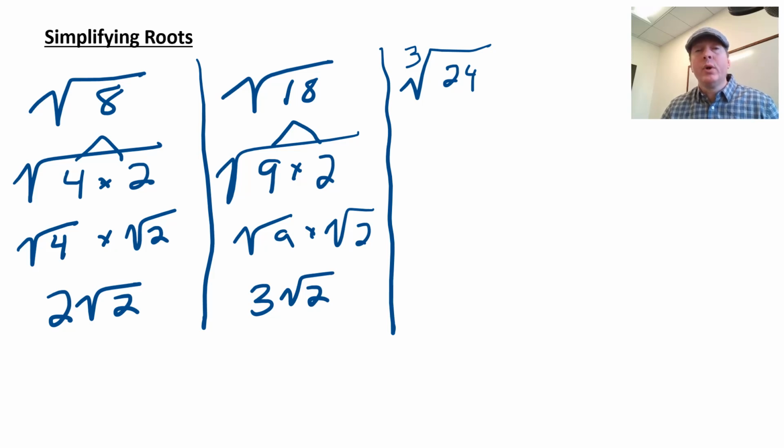Well, you asked, does 24 have any factors? Is it divisible by anything that is itself a perfect cube? And the answer is yes. 24 is divisible by 8. 8 is a perfect cube. 24 is 8 times 3.